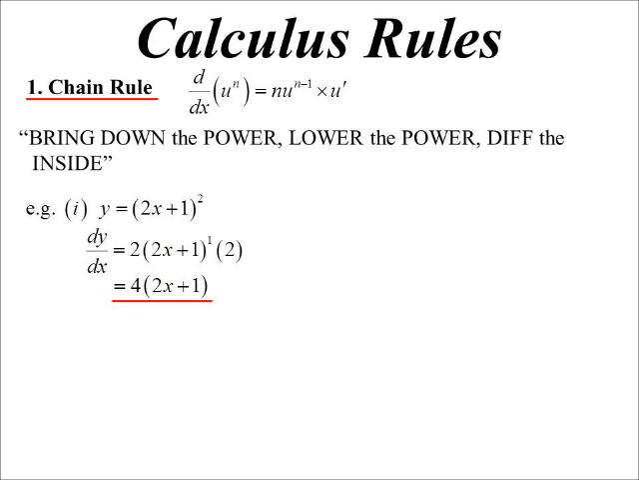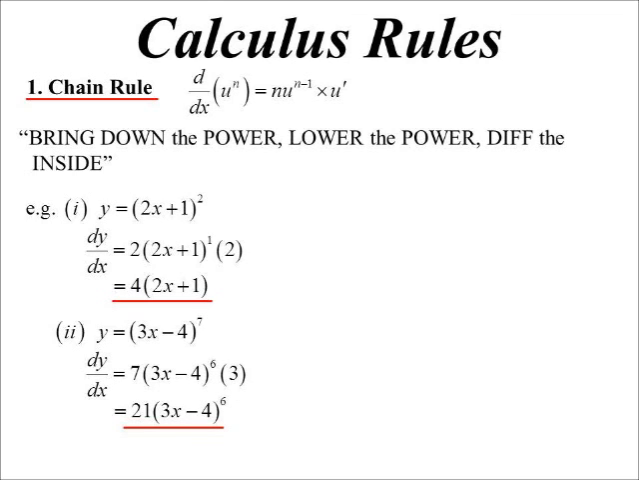But what that means is, if we've got a really high power, that's great, because I don't want to be expanding things out such as this, 3x minus 4 to the power of 7. I could do it, but it's going to take some time. So this way, I can bring down the power, 7, lower the power, 6, diff the inside. The derivative of 3x minus 4 is 3. 7 3s are 21. And there's my answer. So a big time saver.